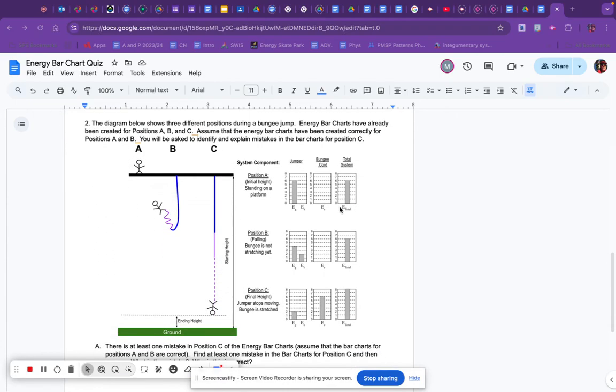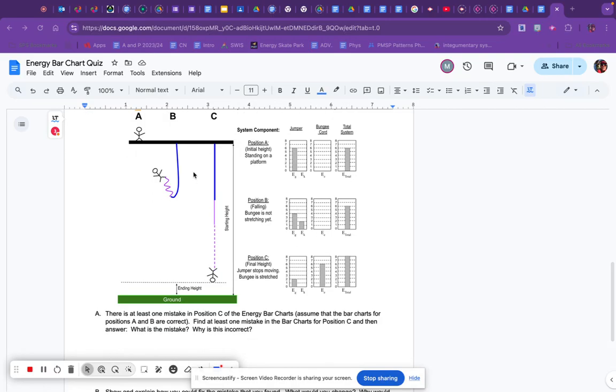We move on to question 2. The diagram below shows 3 different positions during a bungee jump. Energy bar charts have already been created for positions A and B and C. Assume that the energy bar charts have been created correctly for positions A and B. You will be asked to identify and explain the mistakes in the bar charts for position C. So let's look. Okay, we have position A. First thing I notice is we have 6 energy credits, and we have all gravitational potential energy. Yes, that is correct, and the total in the system is 6.